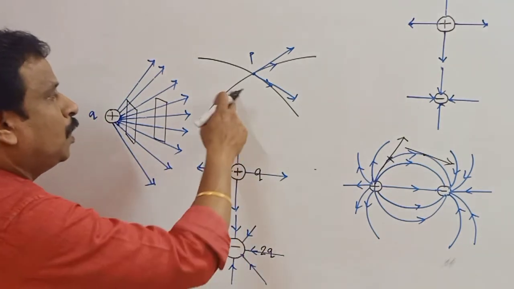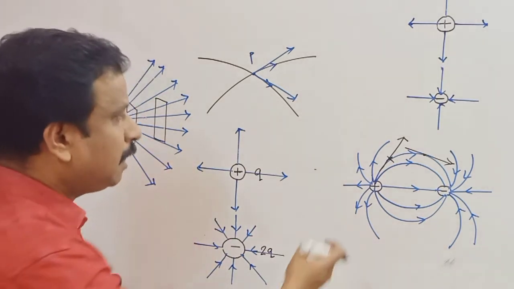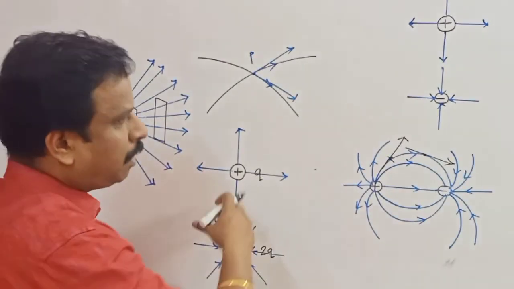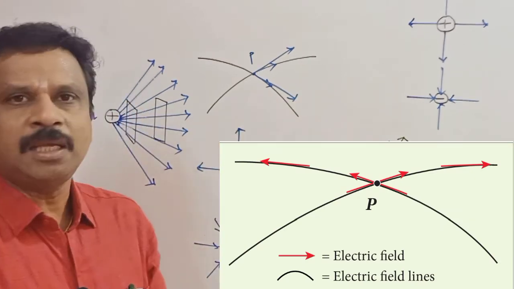No two field lines intersect each other. That is a very important point. Here also you can see in this pattern, no field lines cross each other. All the points will follow their own way, so they never intersect each other.